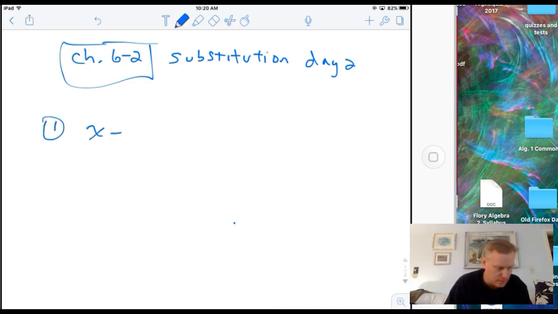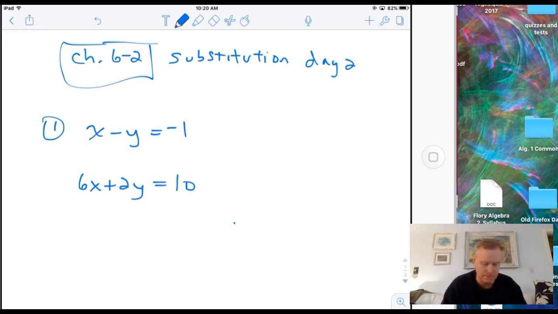Number one is x minus y equals -1, and the other one is 6x plus 2y equals 10. Okay, so the first thing I need to do is get x alone or y alone if I'm going to substitute that in, which means I'm going to take that top equation and work on isolating one of those, because it's going to be much easier than the bottom one probably, because I won't have to divide by 6 or by 2 at the end, since those have those coefficients.